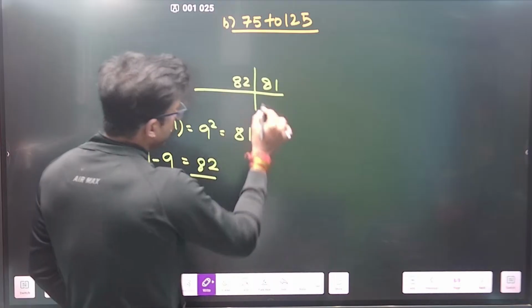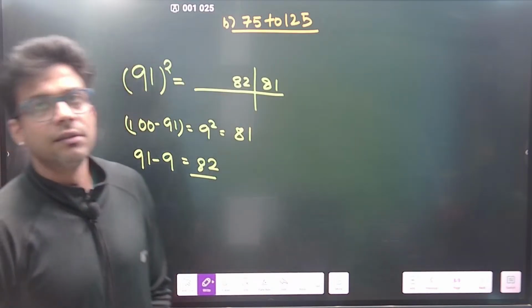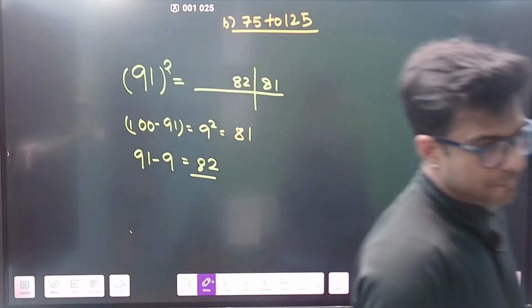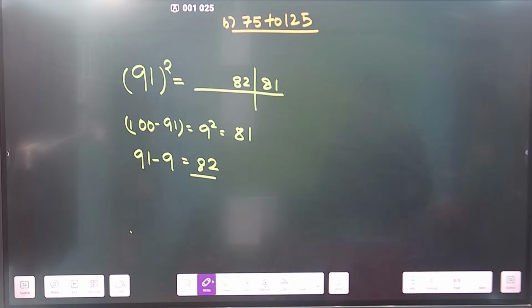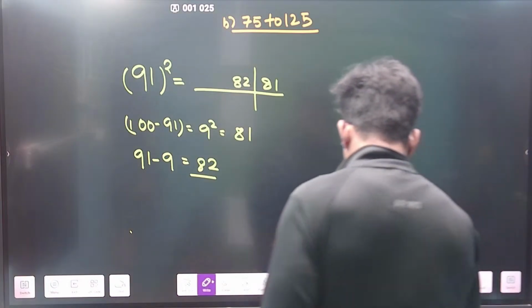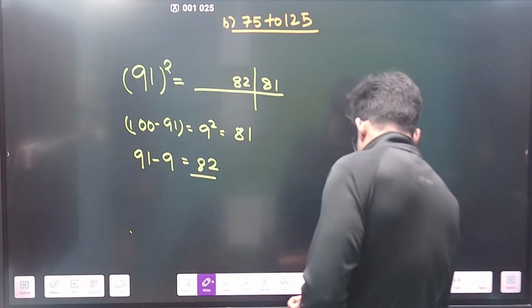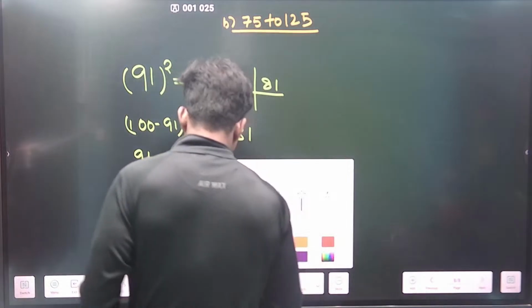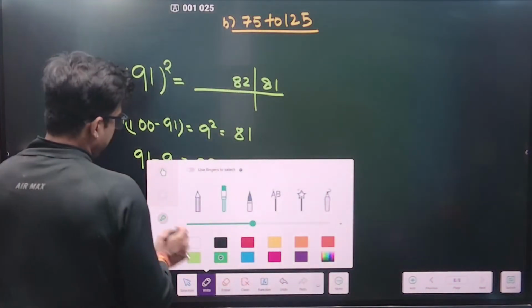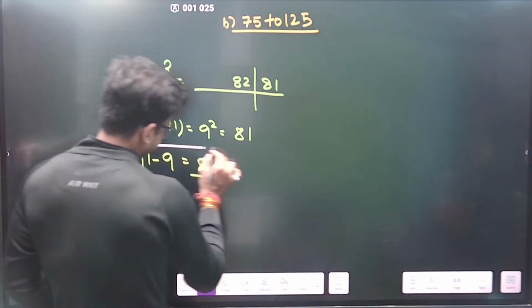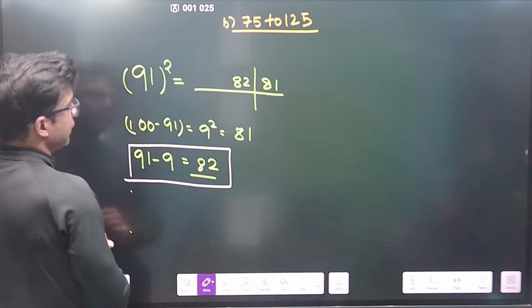So, see the beauty. It is 82, 81. The square of 91 is basically 8281. I hope everyone is getting this.